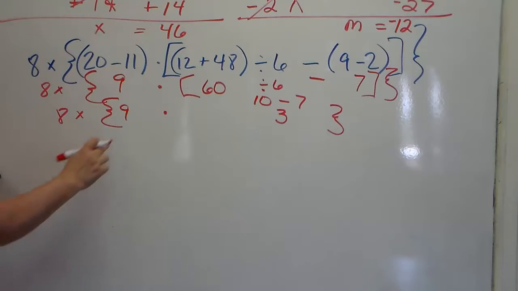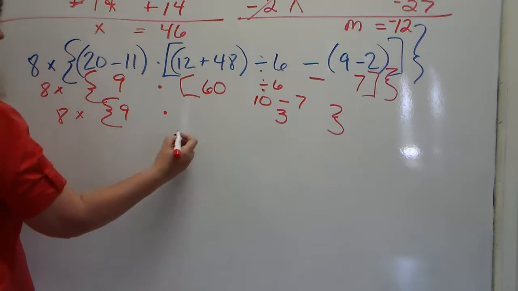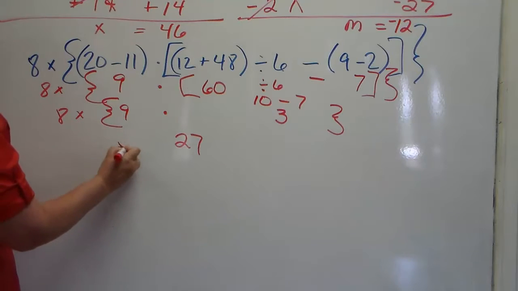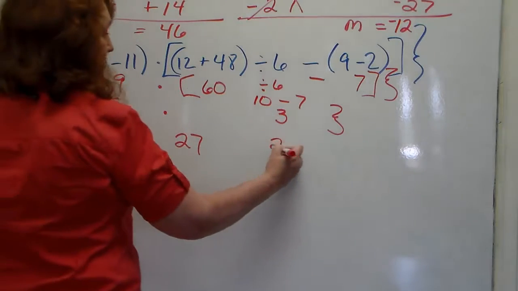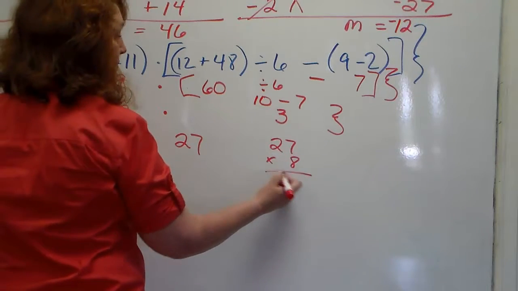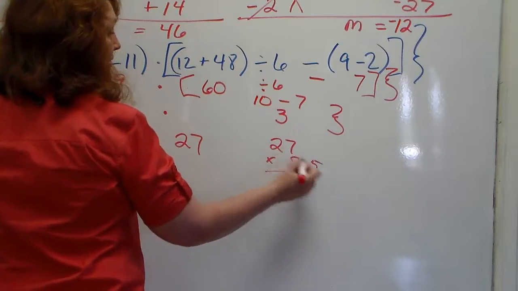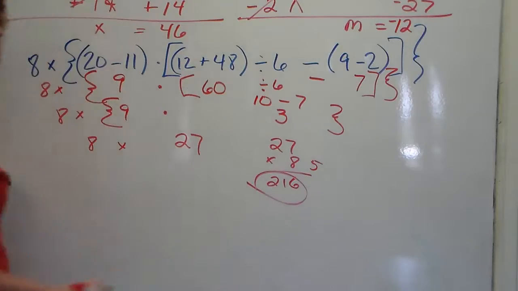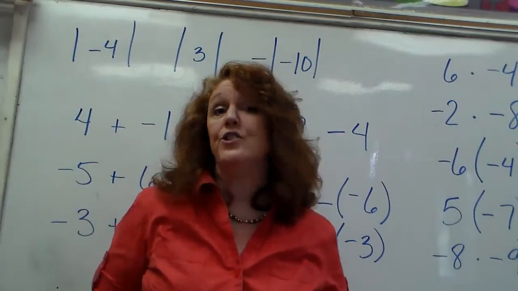Times 8. Well, all I've got left in here is 9 times 3. This is 27. Done with the braces. Times 8. Now I've actually got to do some math. 27 times 8 is 216. 216 is my answer. And now on to chapter 2.